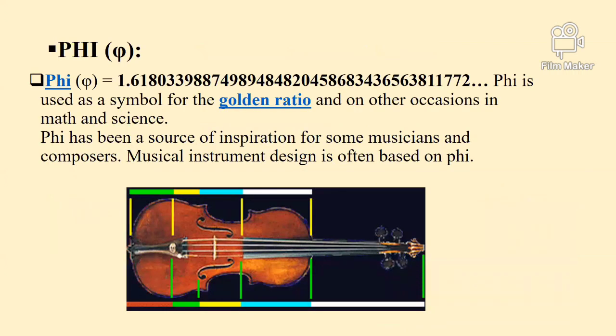And as a second talking point, we have phi. In case you don't know, phi is equal to 1.618033988874 and so on. Phi is a used symbol for the golden ratio and on other occasions in math and science. Phi has been a source of inspiration for some musicians and composers. Musical instruments design is often based on phi.